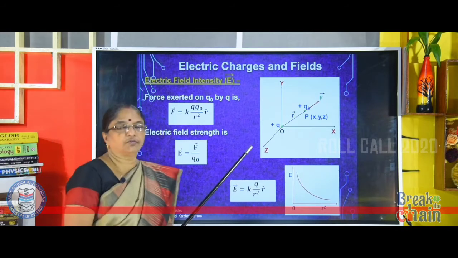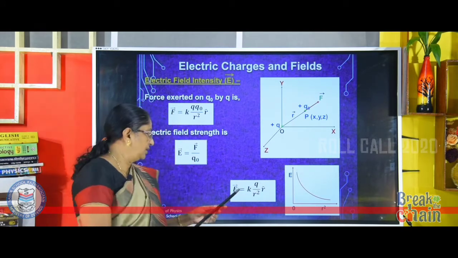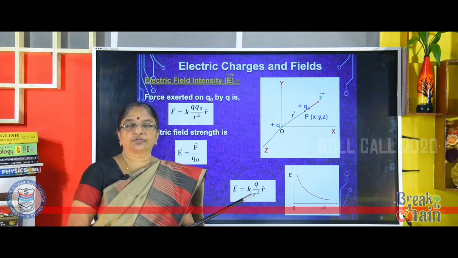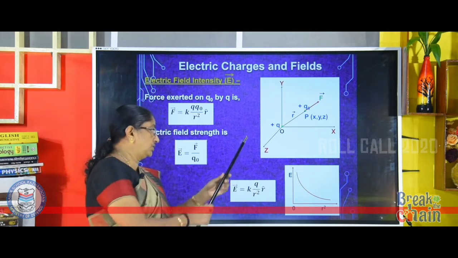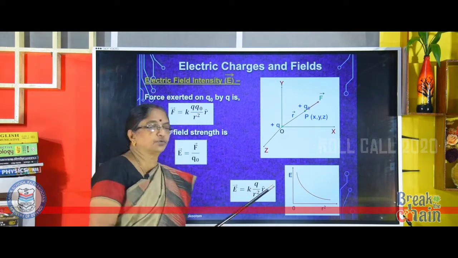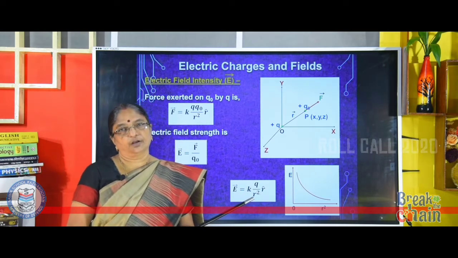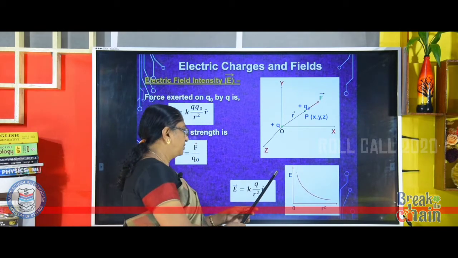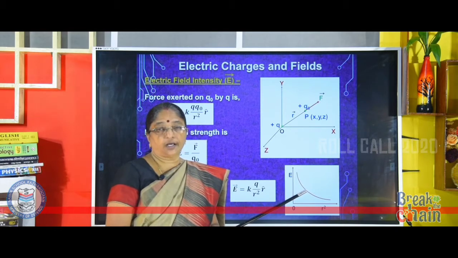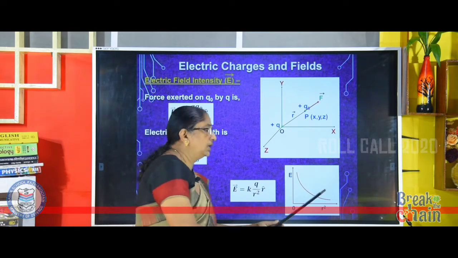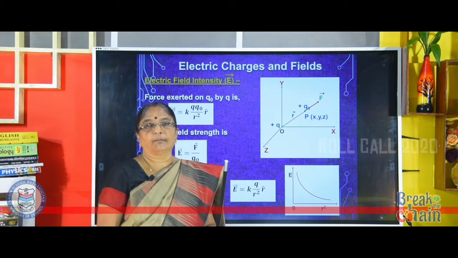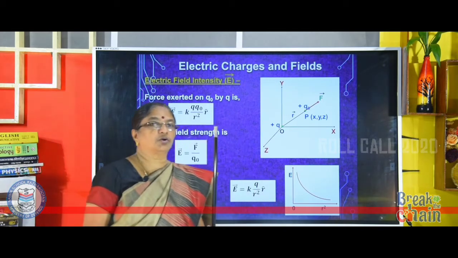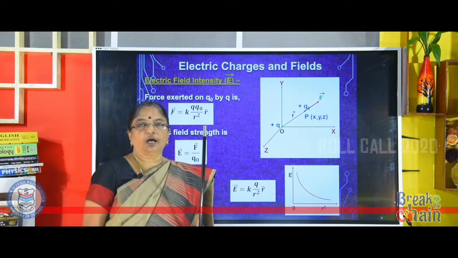Just see the factors on which electric field intensity depends. As seen here, electric field intensity is directly proportional to the charge, means source charge, and inversely proportional to the square of the distance. So, we can represent graphically like this. Graph between electric field intensity and R square, since it is inversely proportional, the graph is a parabola. So, two expressions for electric field intensity, one is F by Q0 or KQ by R square R cap.